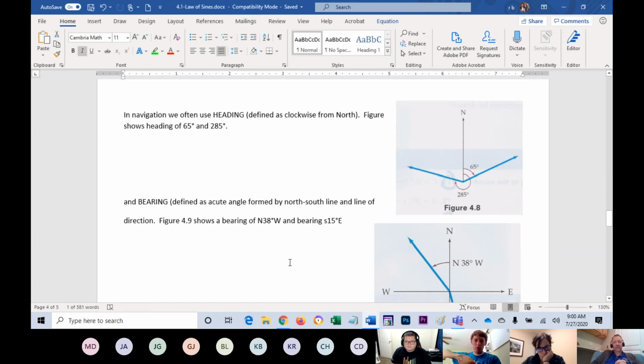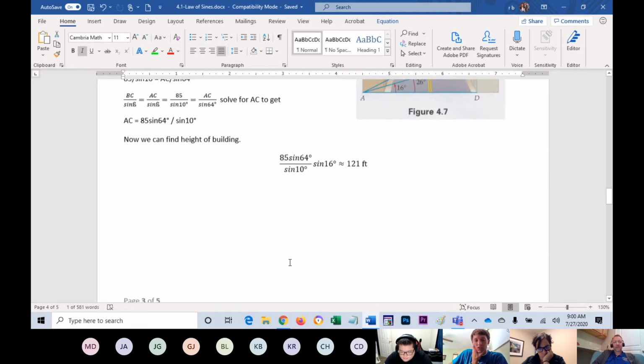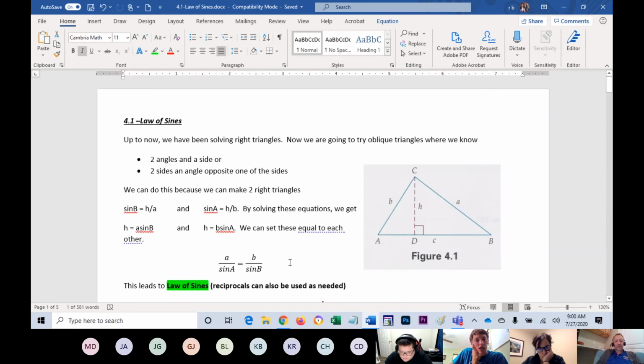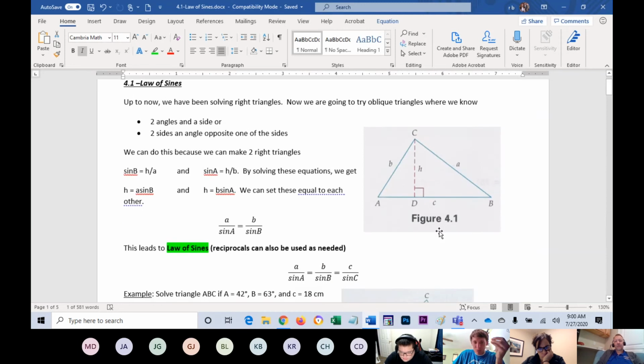I do have a question. Could we go over one more time how A over the sine of A is equal to B over the sine of B? Like how we derive the law of sines? Way back in the beginning? Yeah. Okay. Just so I can get my brain around it.